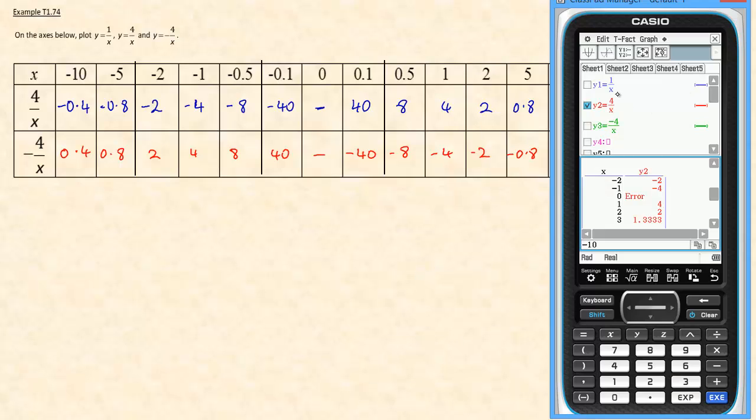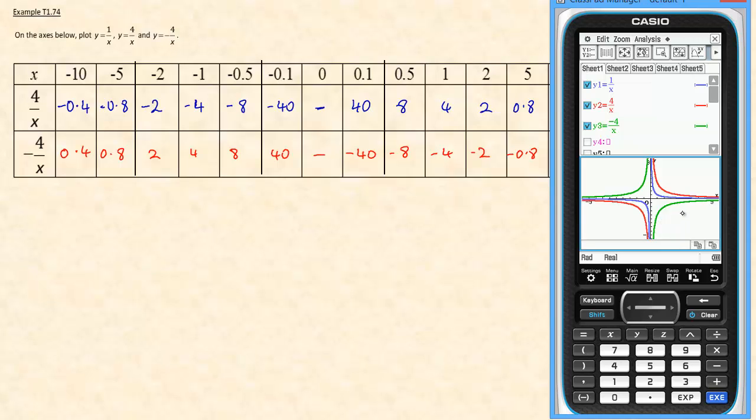Now, what we can do on here is let's select those once again, and instead of doing a table, let's do a graph. So the blue one is the original 1 over x, the red one is the 4 over x, and the green one is the negative 4 over x. Now look at the things that they have in common. The x-axis is still a horizontal asymptote. The y-axis is still a vertical asymptote.